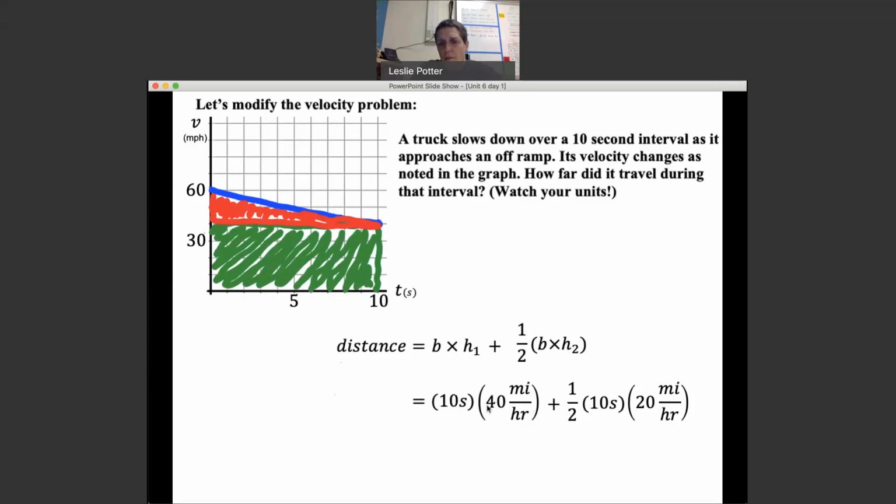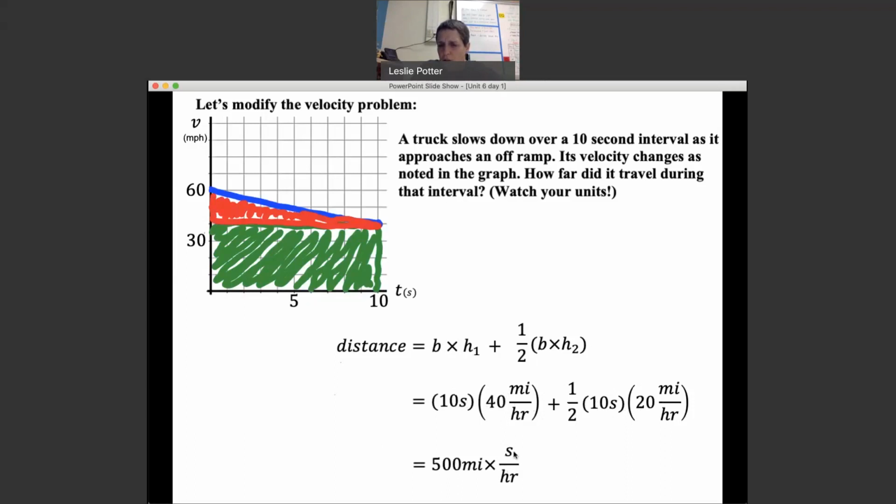I get 10 times 40, that's 400. And I get half 10 times 20. So think about 10 times 20 is 200, half of that is 100. So 400 plus 100, that's 500. Now what are my units? It's miles and seconds per hour.